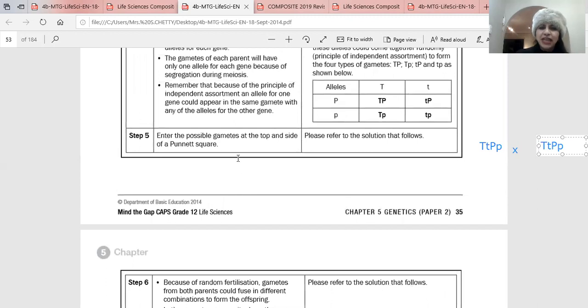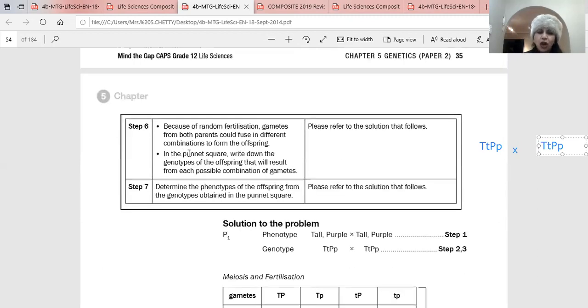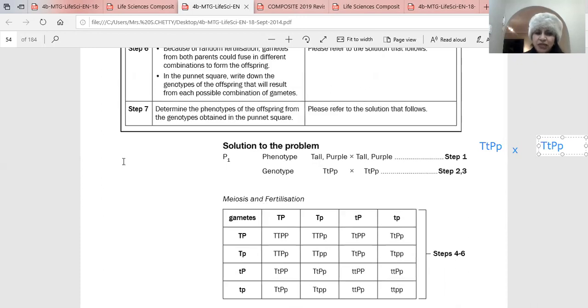Enter the possible gametes at the top and side of a Punnett square. This is how you're going to find out what your children are going to look like. We don't say children, your offspring. Okay, so there we go.